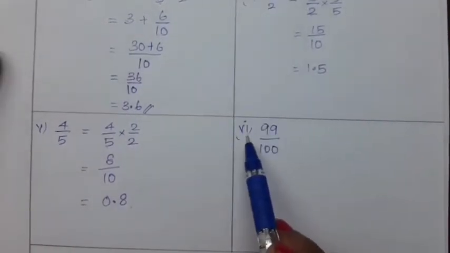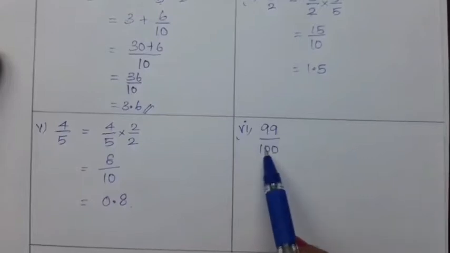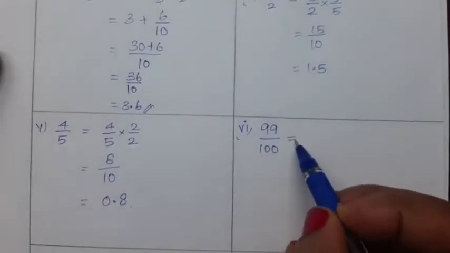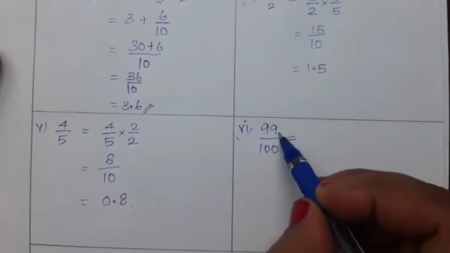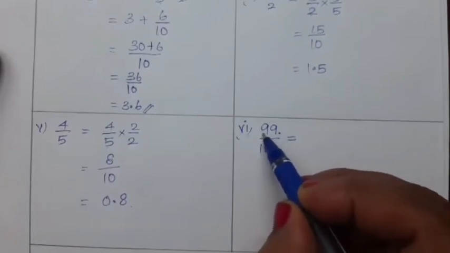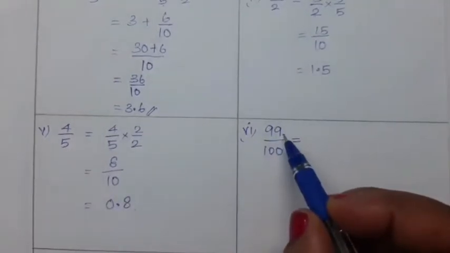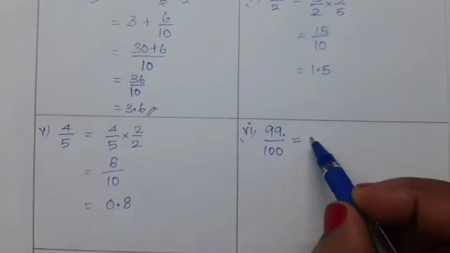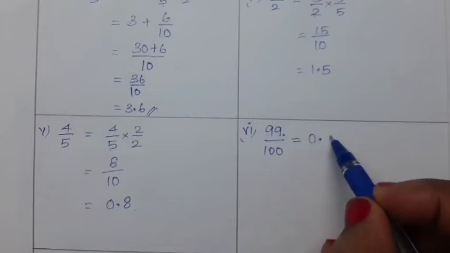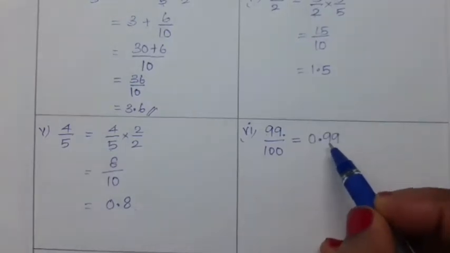Next, subdivision 6, 99 by 100. As we learnt earlier, when we divide by 100, the decimal point should move towards the left 2 digits of the numerator. So the answer is 0.99. The decimal point should come before 2 digits.